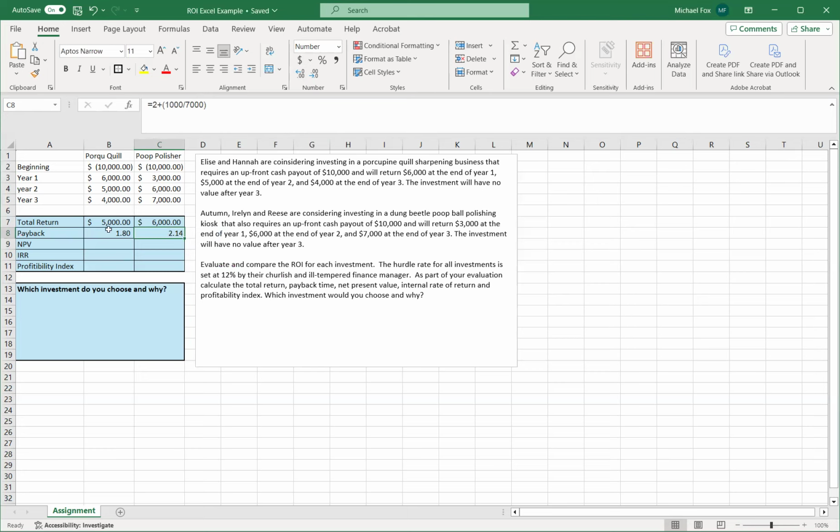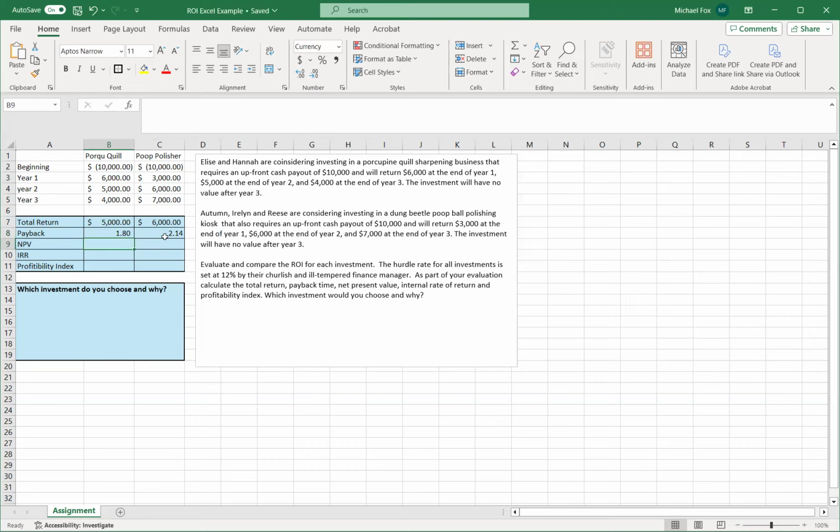So we can see that if we're comparing them side by side, the Porcuquill product actually has a quicker payback than the poop polisher. And we can see that because it makes more of its money up front, whereas the polisher makes more of it near the end, which leads us to net present value.